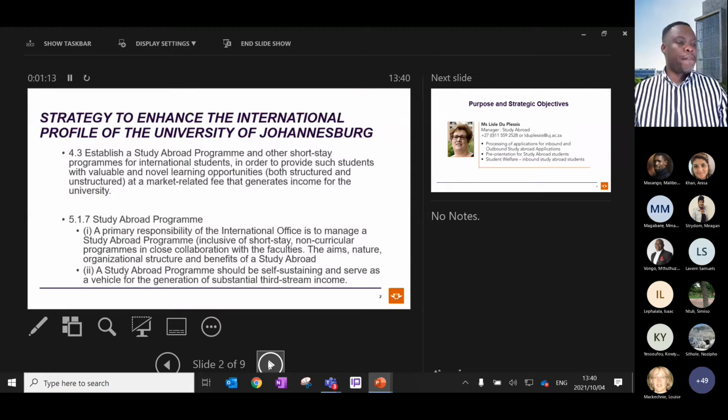So we find, of course, our work is located within the university's strategy to enhance international profile, a strategy document that was developed a few years ago. And in it already, the idea was to create a self-sustaining study abroad program that covers all areas of mobility, inbound and outbound, structured and unstructured, credit bearing, non-credit bearing.